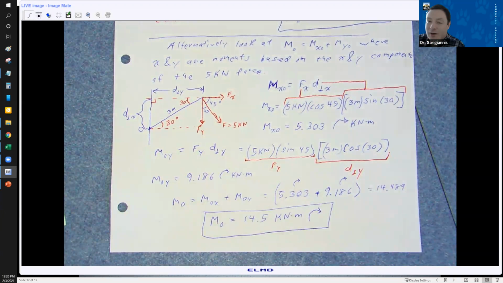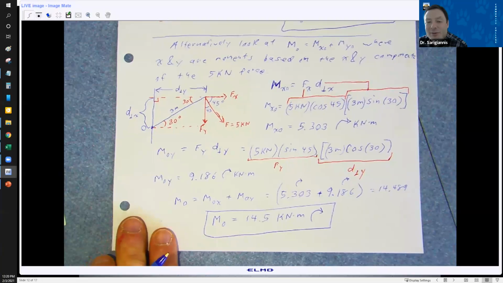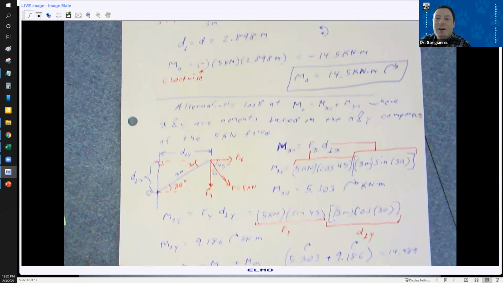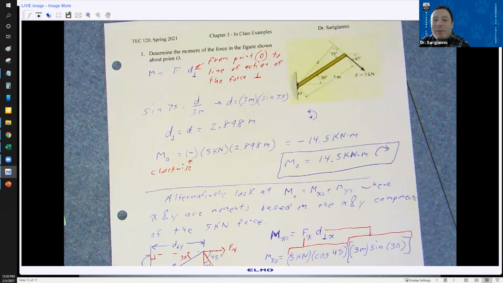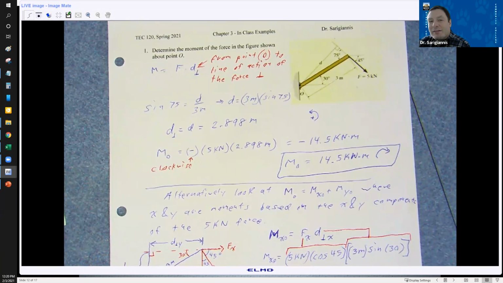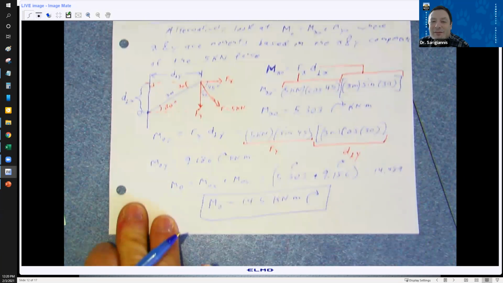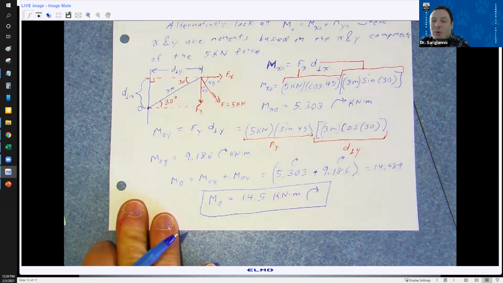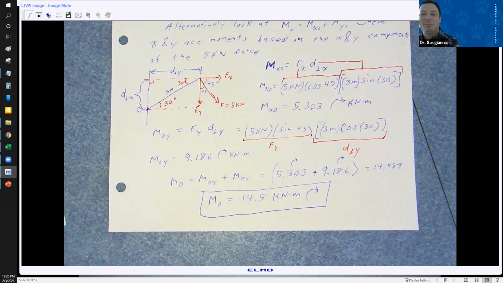So this takes a little more time in math to do, but you may be in a scenario where it's easier to break it down in X and Y than to actually get the perpendicular distance calculated. But this is another way to do it. And either way is correct, right? It's not wrong to do it one way or the other. It might just be faster depending on the information you're given.